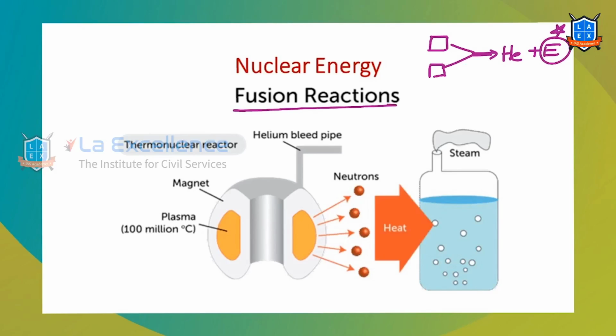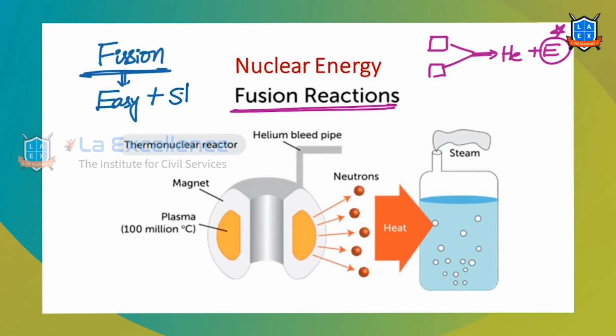So how do these fusion reactors work? In general, all the nuclear reactors that are operational in the entire world, not just in India, are fission reactors. That means they all work based on the principle called fission reaction, because fission reaction is very easy to start and easy to store also. That's why we are going for fission reaction.